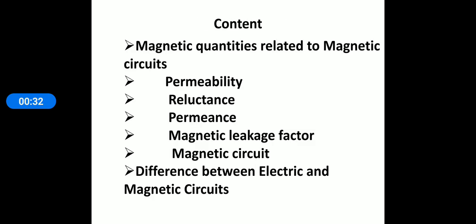In this lecture, we are going to study some more magnetic quantities related to the magnetic circuit. Which are the quantities? Permeability. What is the permeability? What is the reluctance? What is the permeance? What is the magnetic leakage factor? And what is the magnetic circuit? And the last point is the difference between the electric and magnetic circuit.